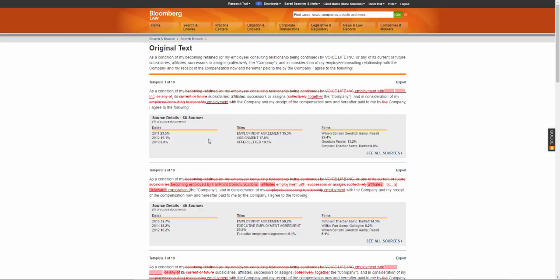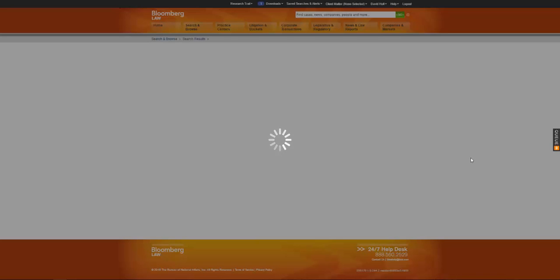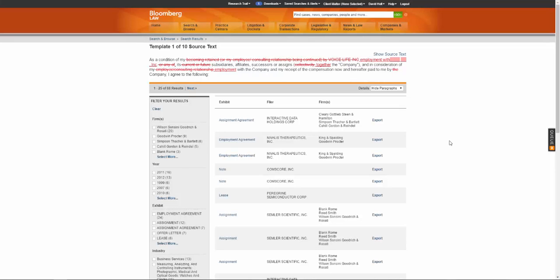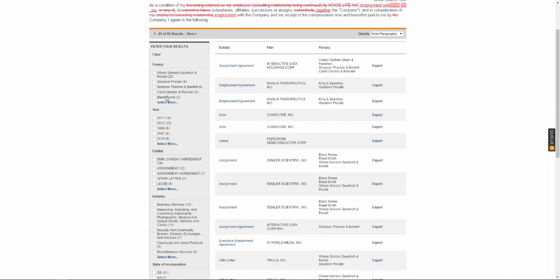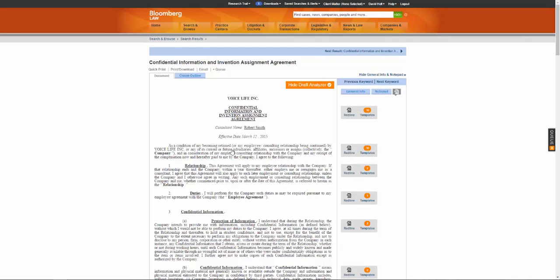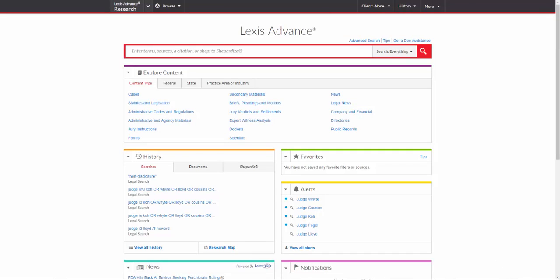And another nice feature here is that you can look to see the firms that participated in drafting the document. If you click on all sources here, you can restrict by particular firm, by the type of the exhibit that it is, the year, industry, and so forth. Excellent way to locate some sample agreements and to really search into these services and find a document that you can tailor to your needs.